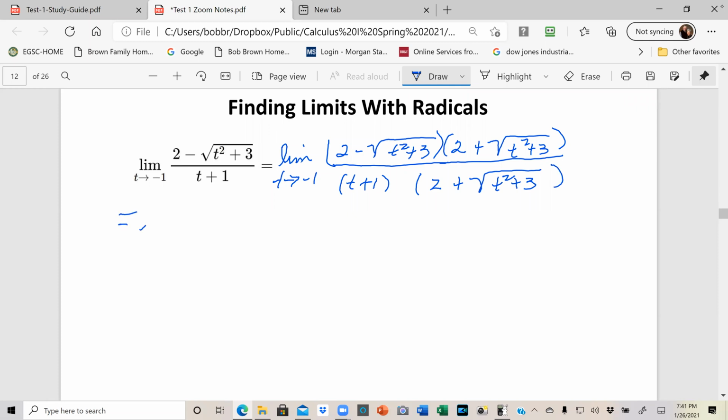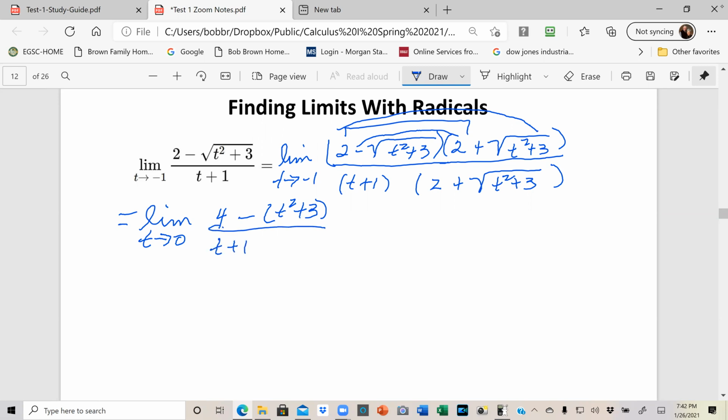And now we multiply this out. And the nice part about it is you're always going to get things to drop out and go to 0. 2 times 2 is 4. We have 2 times the radical minus 2 times the radical gives you 0. And then we have minus the radical times the radical, which leaves just what's under the radical. Now, that's 4 minus t squared minus 3.